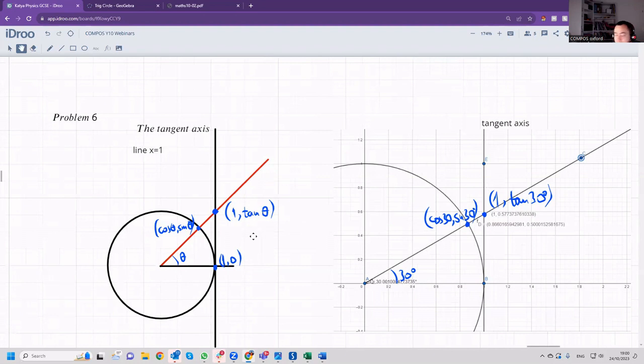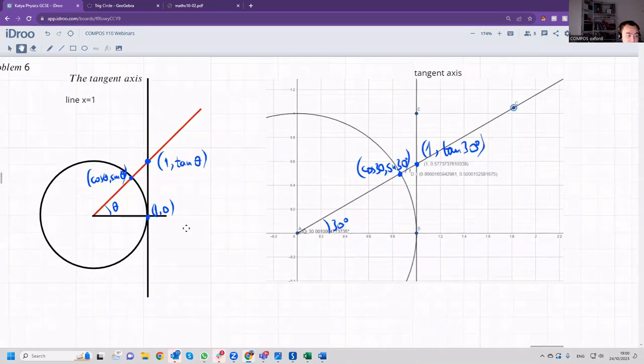Why is it 1 in the y bit? What do you mean why? X is 1 because no matter where you are, if you move this line, the intersection is always going to be 1. But the y changes. Y is the tangent.